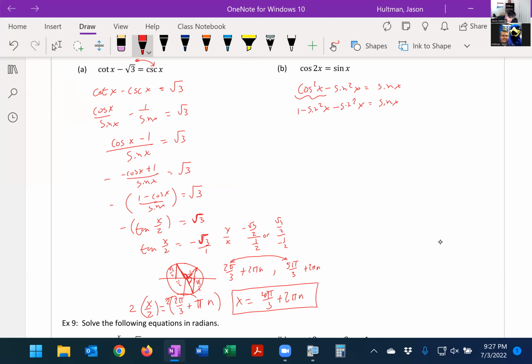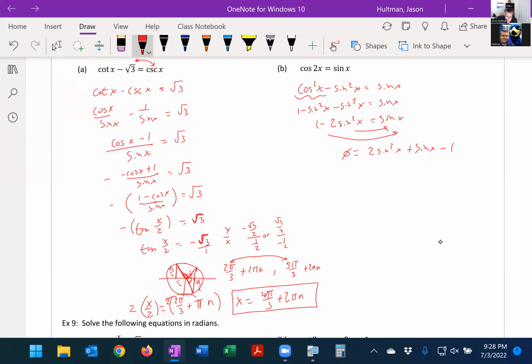So this becomes 1 minus 2 sine squared x is equal to sine x. If I were to toss everything to one side, I would get 0 is equal to 2 sine squared x plus sine x minus 1. Okay, is equal to 0.